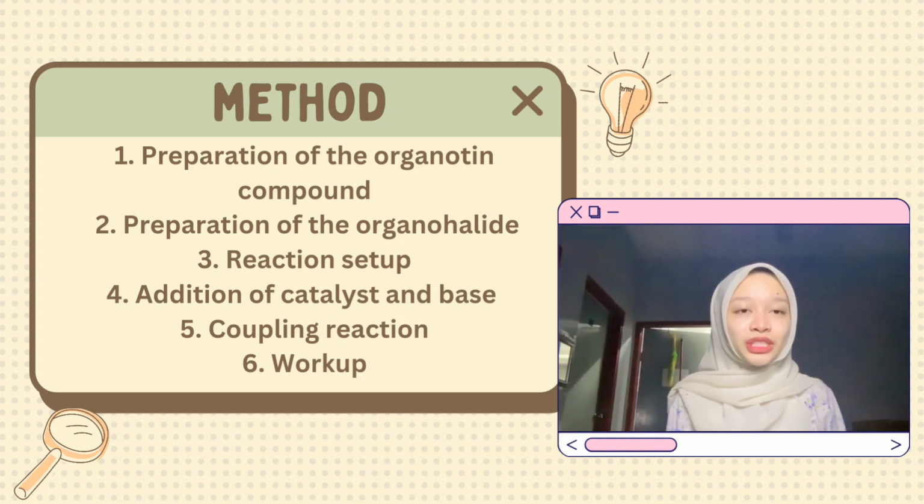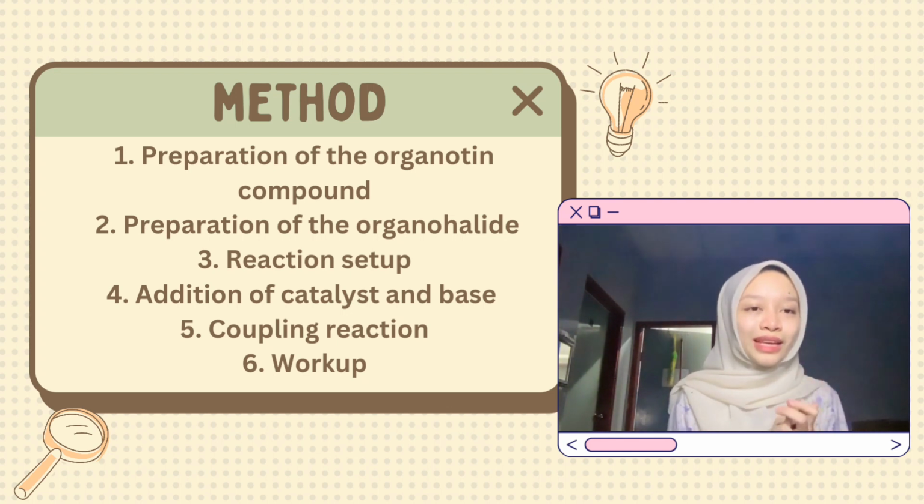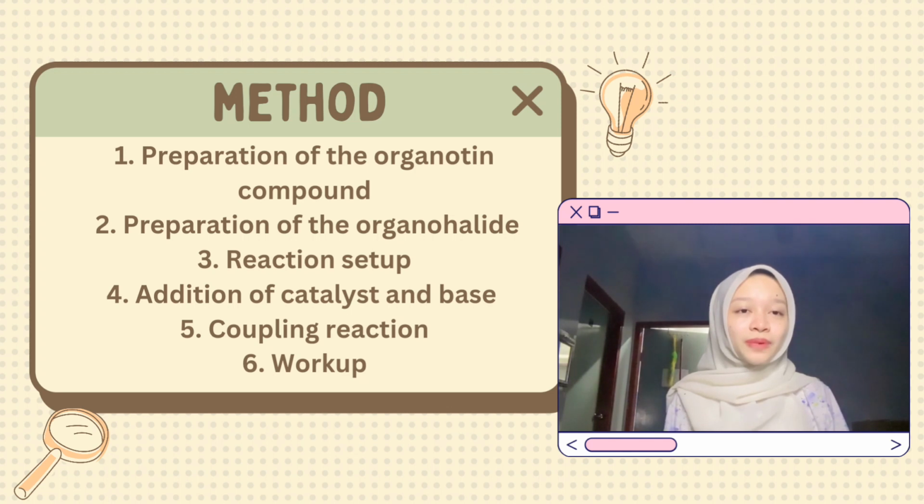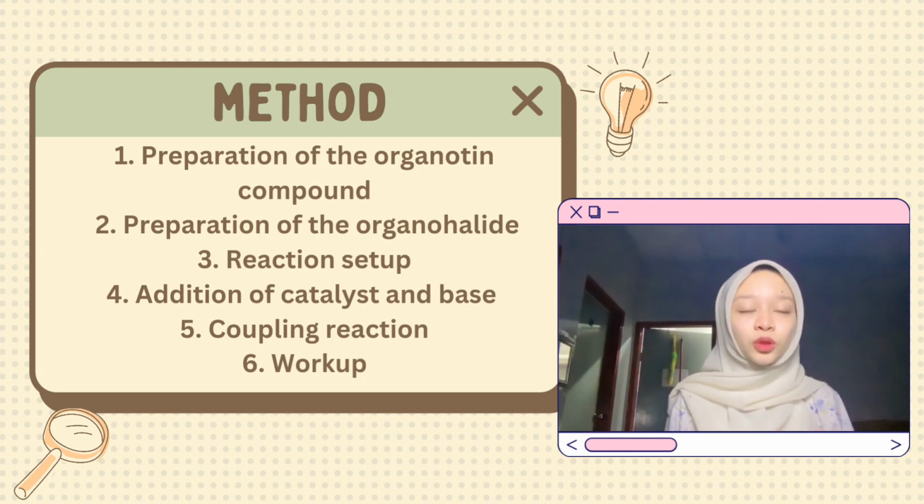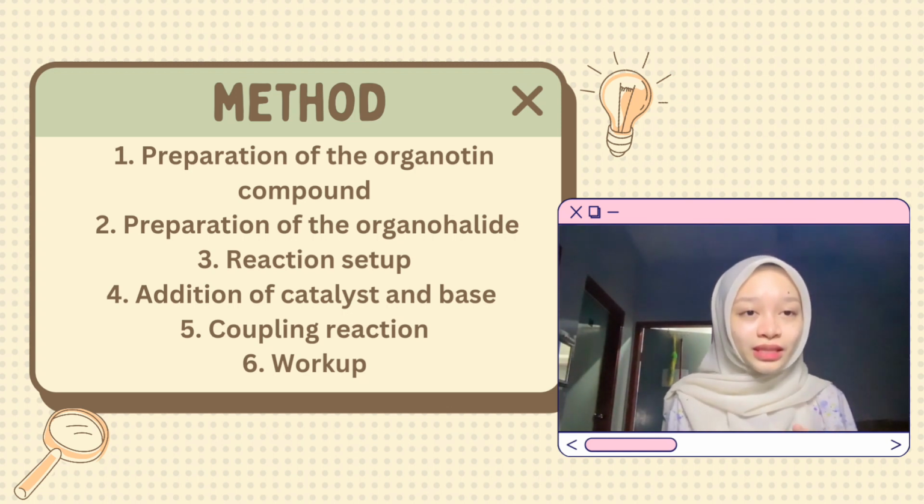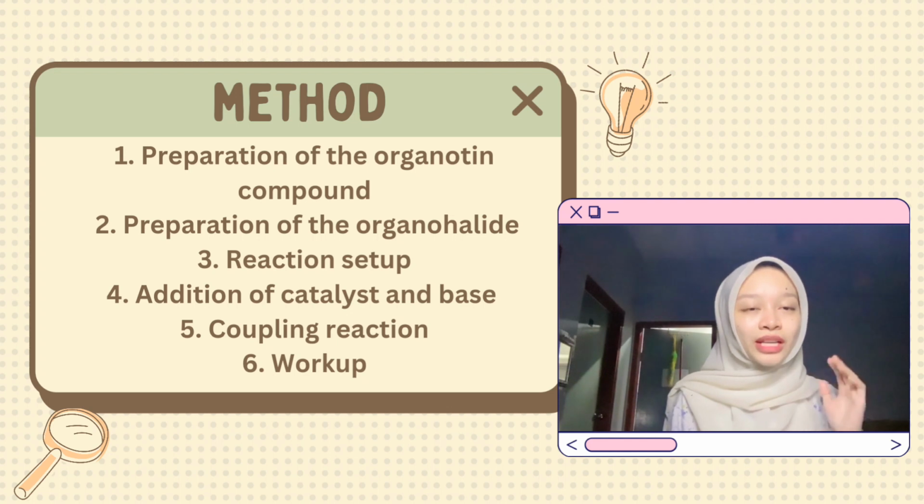Third step is reaction setup. Once the organotin compound and the organohalide are ready, we set up the reaction. This typically involves combining the two compounds in a suitable solvent, such as an organic solvent like tetrahydrofuran, known as THF. Fourth step is addition of catalyst and base. To initiate the coupling reaction, we add a palladium catalyst, often in the form of a complex such as palladium chloride (PdCl2). Additionally, a base such as triethylamine (Et3N) is included to facilitate the reaction.